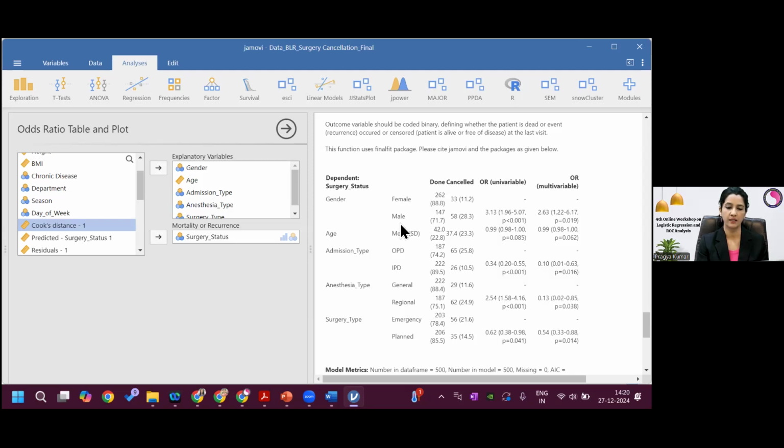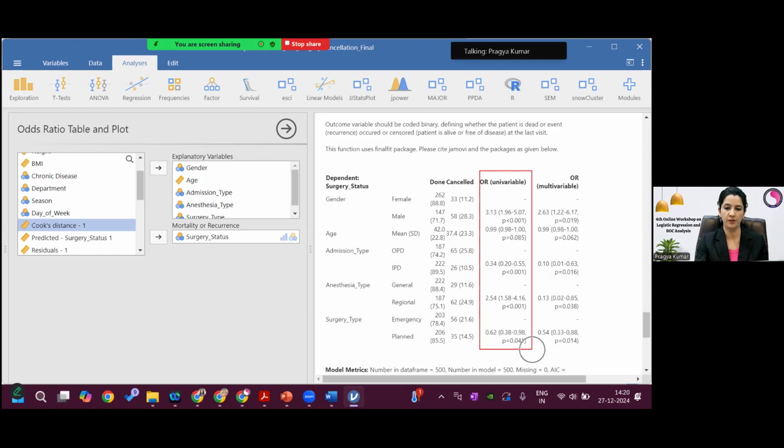Again, it gives you all the categorical levels, like male and female, and then OPD, IPD, general and regional, and the emergency and planned. And here it gives you both the adjusted and unadjusted. So this odds ratio is univariable. This is your unadjusted odds, and this is your adjusted odds. So you can see here the p-value, this is significant.